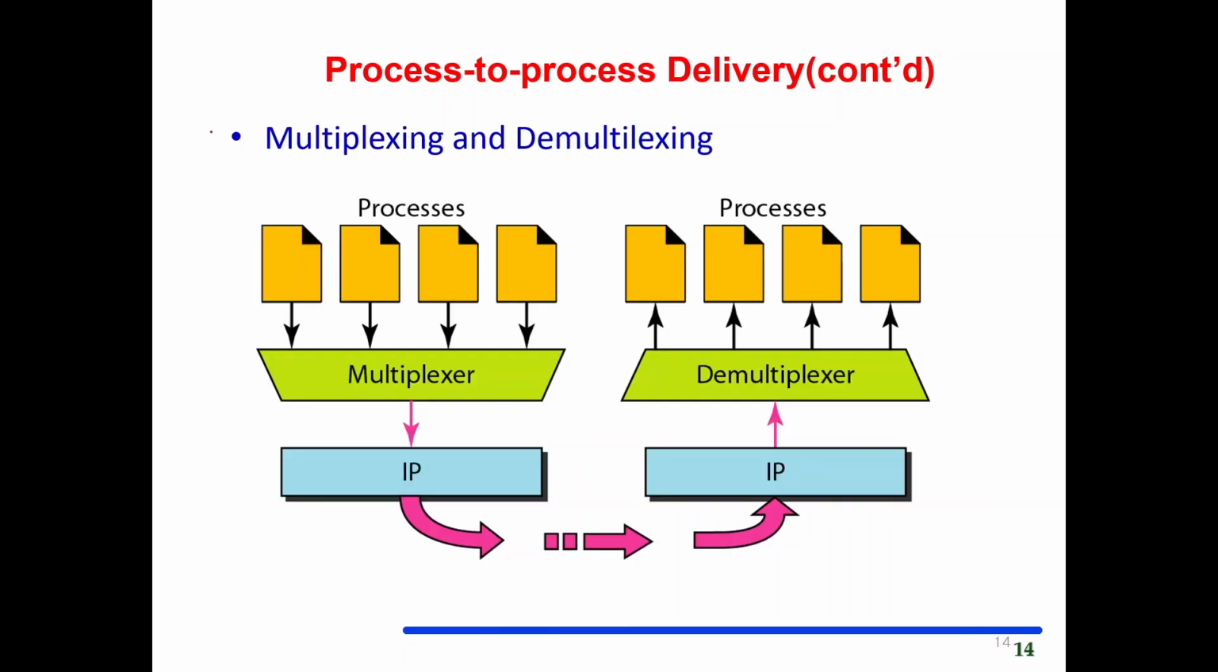You can see this is the picture for multiplexing and demultiplexing. The computer system will have many processes, multiple processes. All the processes are combined, that is called multiplexing. Again, depending on the IP address and the port number, they will be demultiplexed in the receiver side.